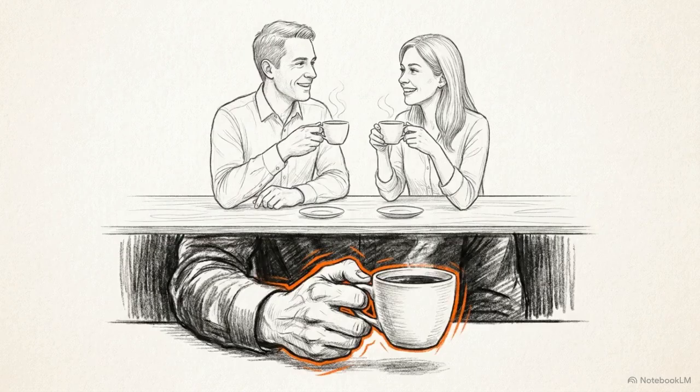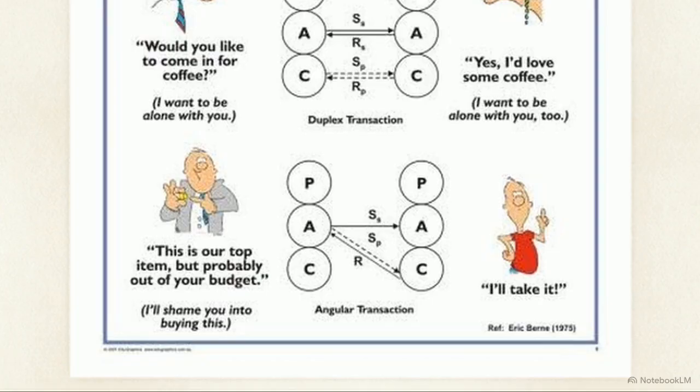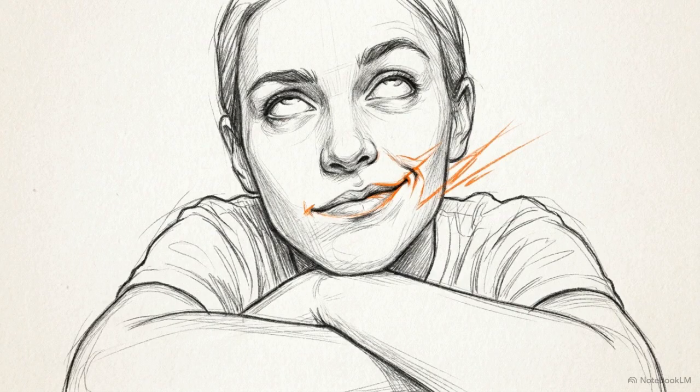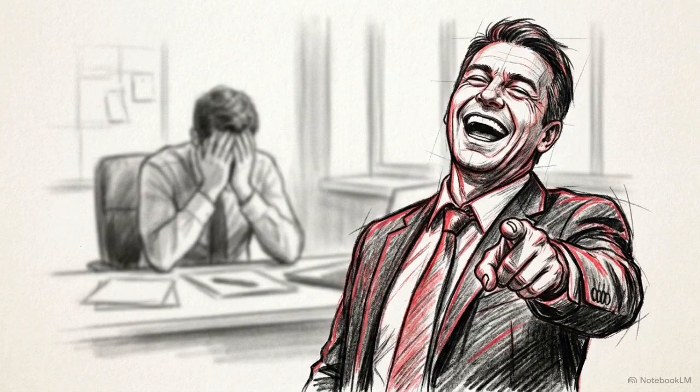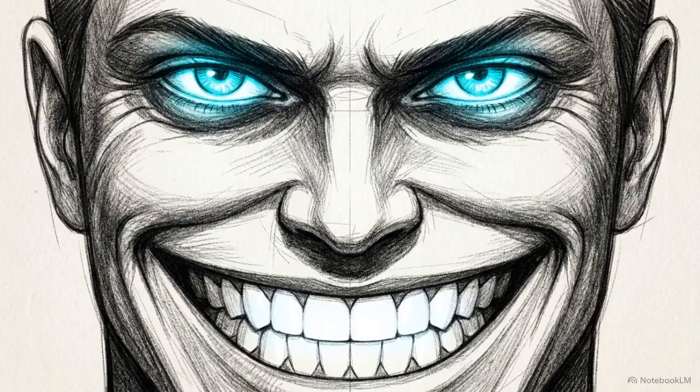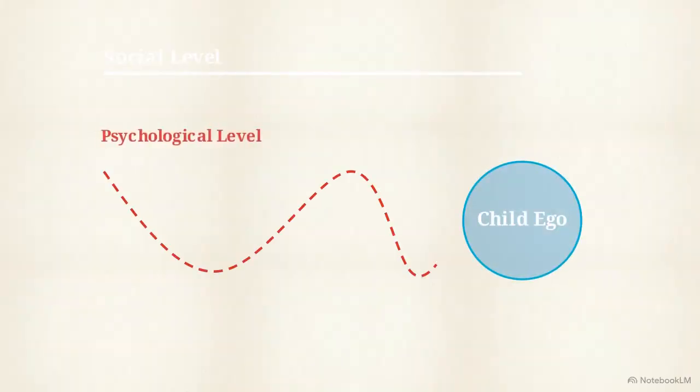While crossed transactions cause obvious arguments, the most dangerous communication failures are entirely invisible on the surface, hidden from plain sight. This diagram reveals the mechanics of an ulterior transaction. On the bottom, notice the dual paths. A socially acceptable, overt message travels from adult to adult, but it disguises a covert psychological payload aimed directly at the child. Think of everyday sarcasm, subtle but cruel teasing, and manipulative sales tactics. They all operate entirely on this dual vector system.